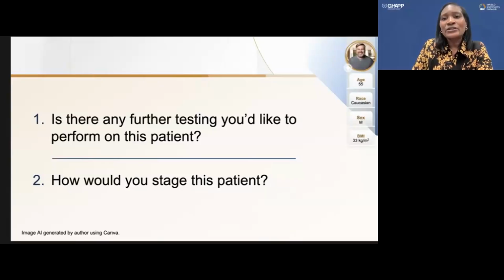So his FibroScan and ELF tests all came back suggestive of F3 fibrosis. If he falls in between F3 and F4 and you're not exactly sure how to determine the difference, you could potentially get an MR elastography. However, FibroScan and ELF score came back suggestive of severe fibrosis, but not cirrhosis. So you may not want to do any other tests if you're sure based on the FibroScan score.